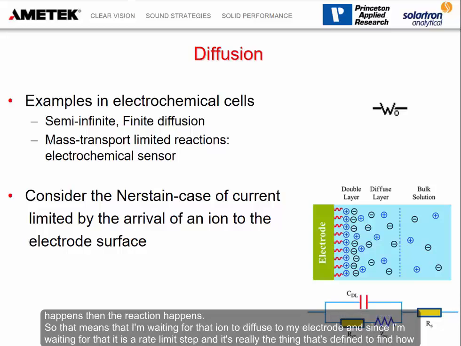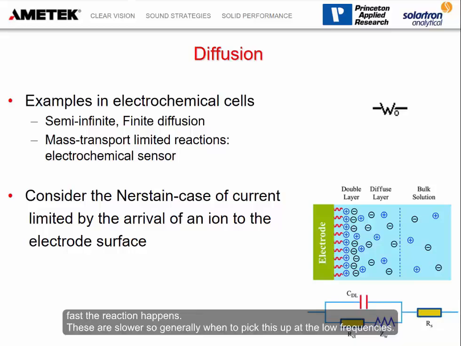So that means I'm waiting for that ion to diffuse to my electrode, and since I'm waiting for that, it is a rate limiting step, and it's really the thing that's being sensed and defines how fast the reaction happens. These are slower, so generally we're going to pick this up at the low frequencies.